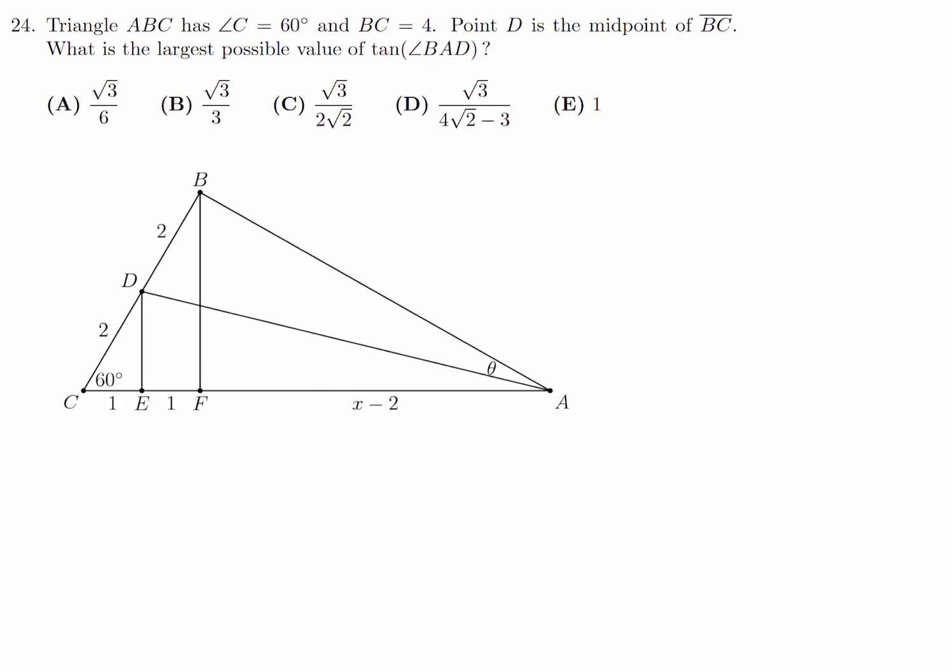Here is our diagram for our triangle ABC, and let's start labeling as much as we can. We are told that BC is equal to 4, so this whole length is 4. And we are told that angle C is 60 degrees, so there is 60 degrees. And then we are interested in the tan of BAD. BAD is that angle right there, and we can call it theta. So we want to maximize the tan of theta.